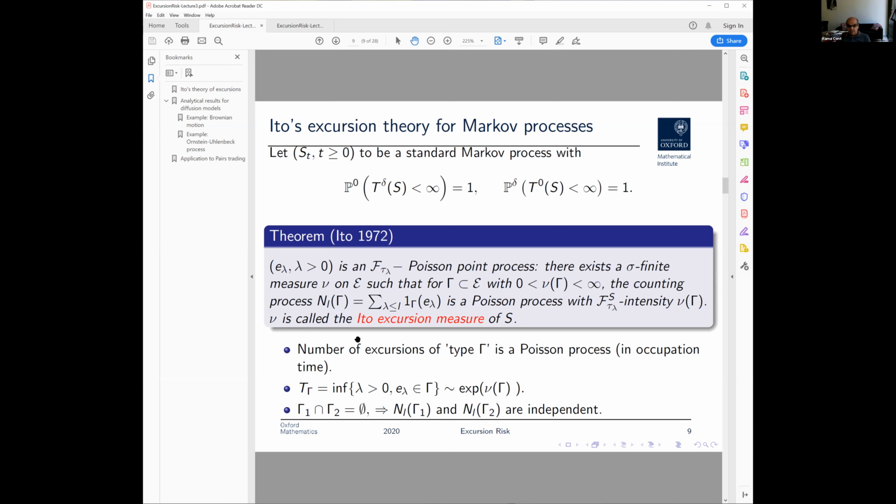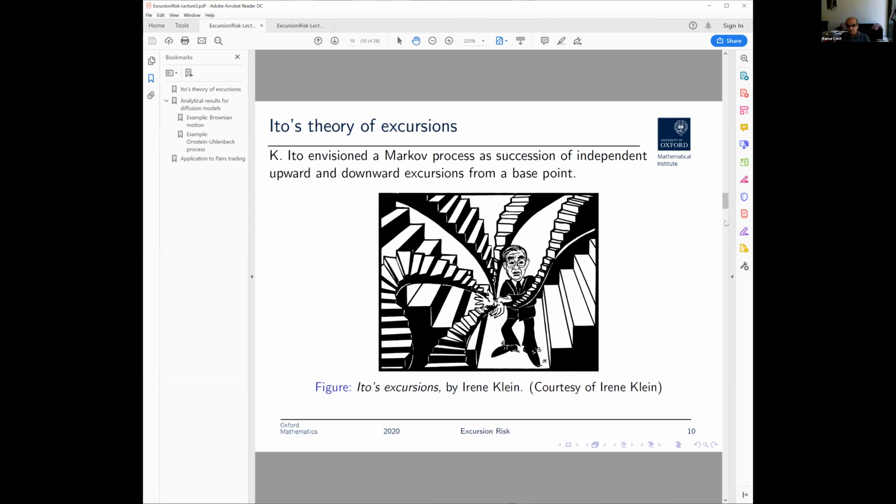So the big question is, can we describe the Ito excursion measure? What do we know about the Ito excursion measure of S? Well, that's the focus of excursion theory.